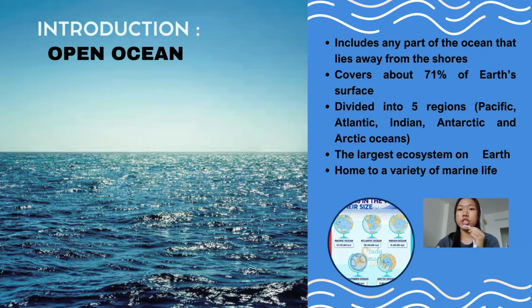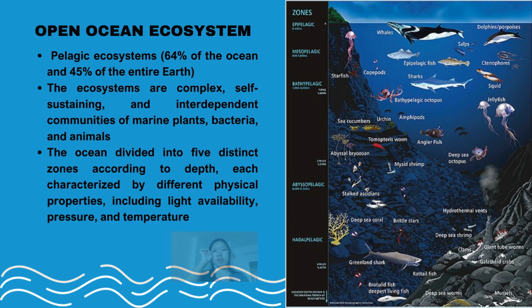The open ocean is characterized by extreme depth, reaching down to thousands of meters, with the abyssal plains being the deepest part. Via temperature ranging from the surface warm to cool depth, the open ocean can be divided into 5 regions, which are Pacific Ocean, Atlantic Ocean, Indian Ocean, Antarctic Ocean, and Arctic Ocean.